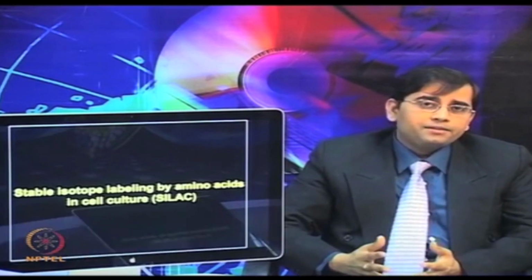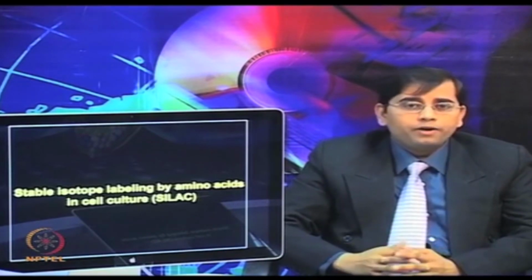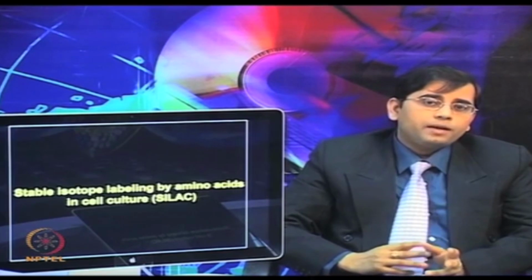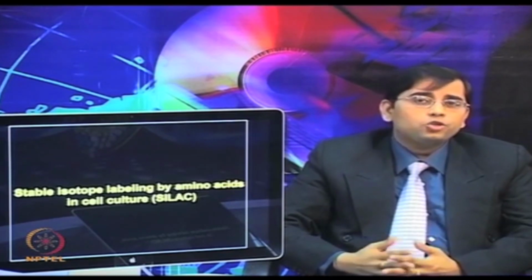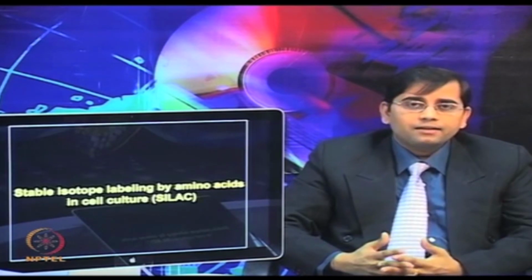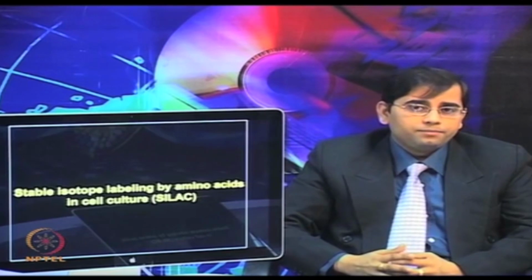In the SILAC method, the cells are grown in a culture medium where the natural form of an amino acid is replaced with a stable isotopic form such as arginine bearing 13 carbon atoms.